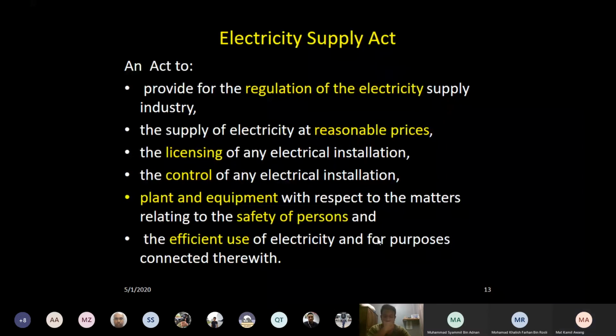And of course, you are students in power engineering, so you need to know this act, the Electricity Supply Act, as it is quite related to your field of study.